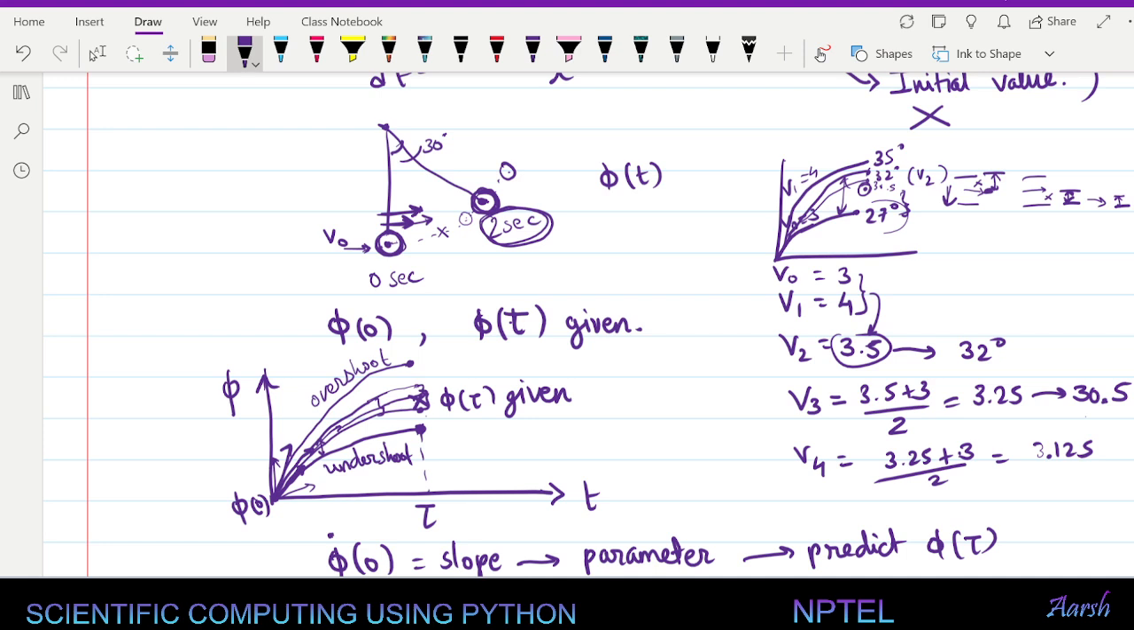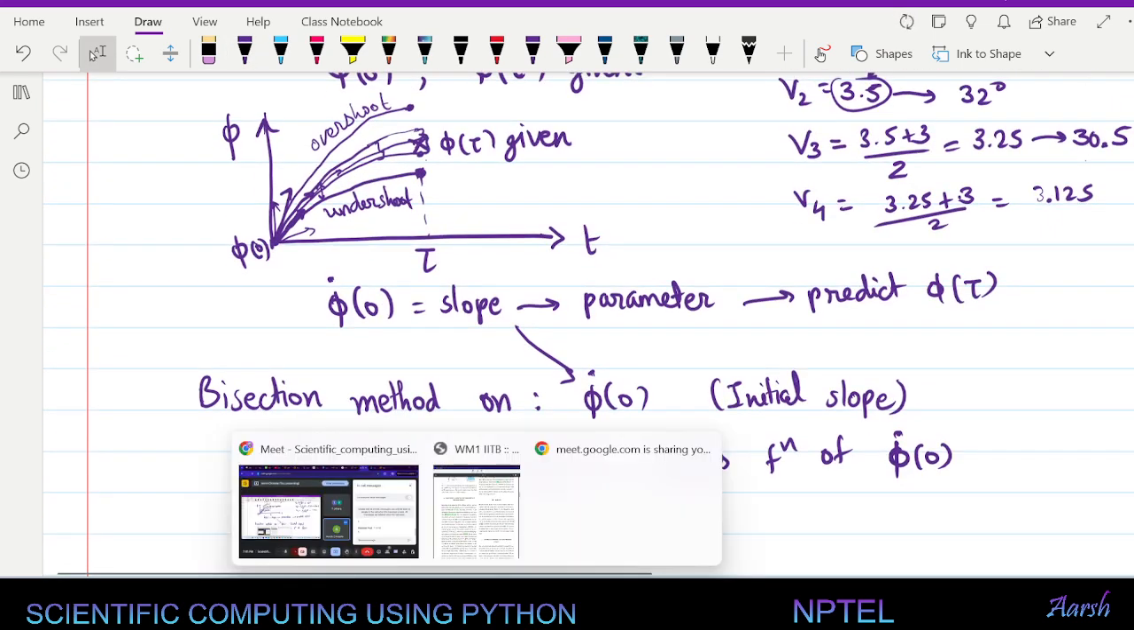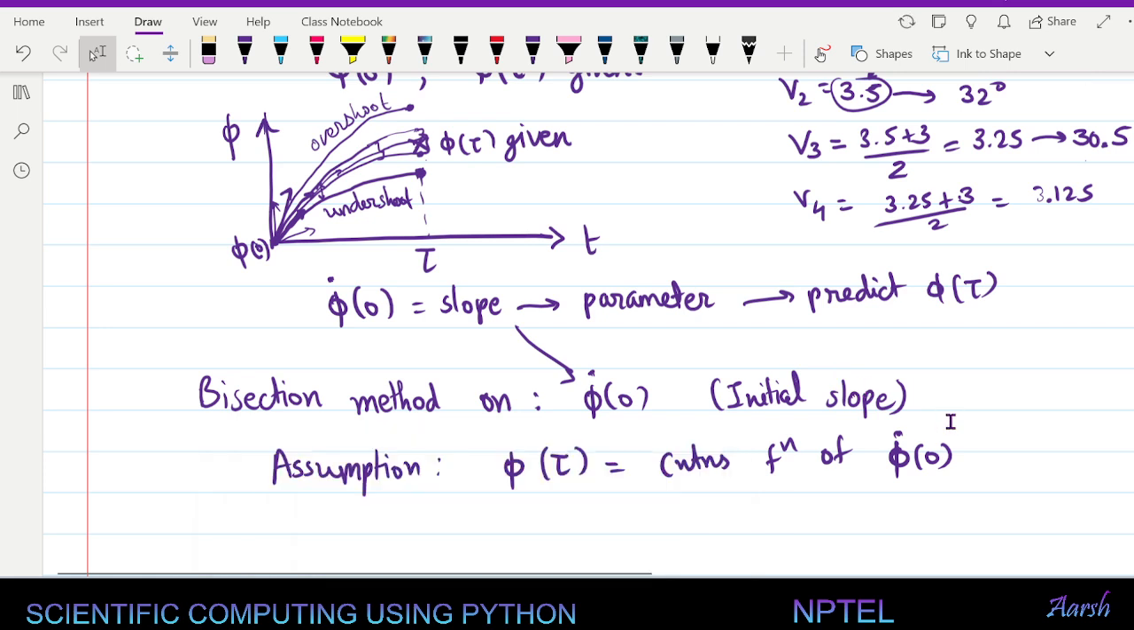So if you know the bisection method, it is exactly the same. It's just that for bisection you have some variable x, and in this case the variable x becomes your initial speed, phi dot of 0. Does that answer your question? Yeah, thank you. Okay.